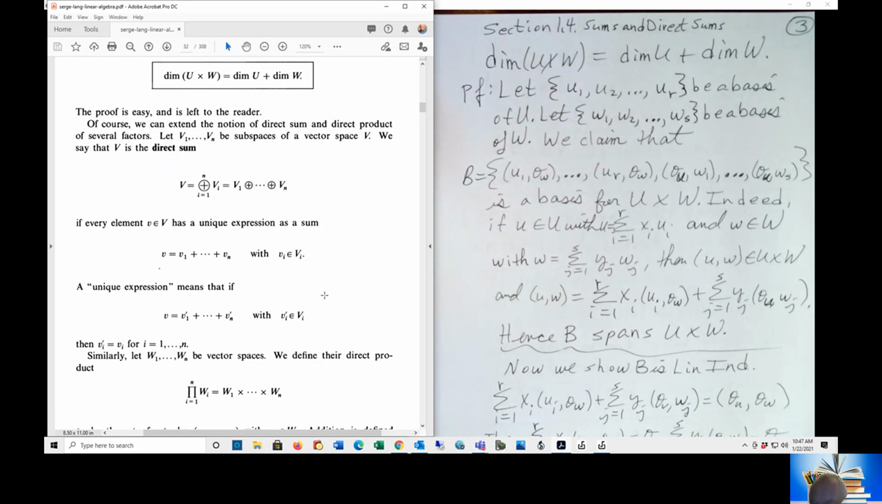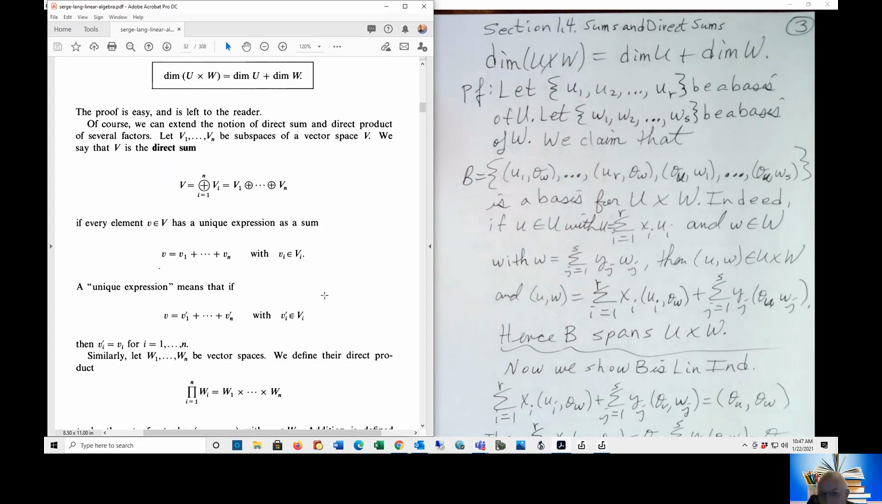So that now we have a set of ordered pairs with the u's from 1 to r and the w's going from 1 to s. So we have a set of r plus s ordered pairs in the direct product. And we're claiming that this set B is a basis for the cross product of U and W.